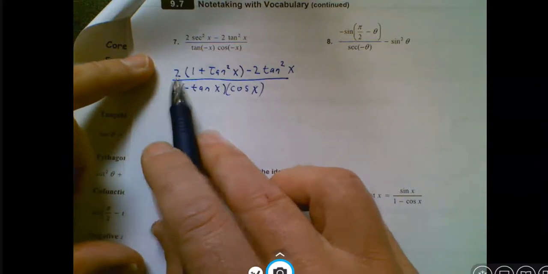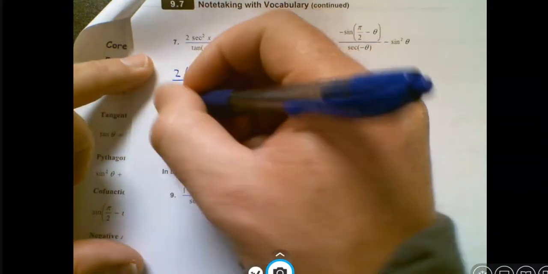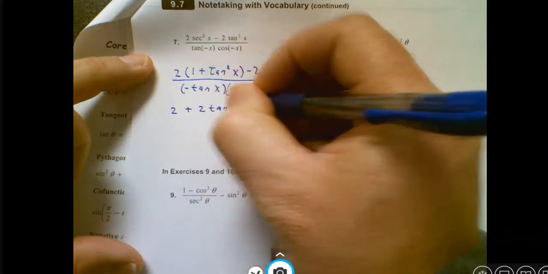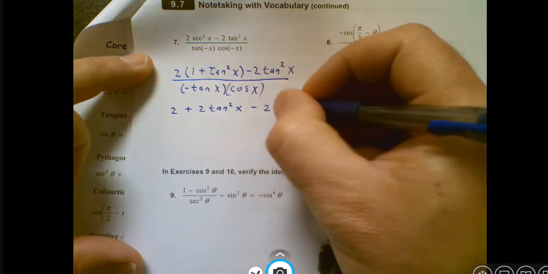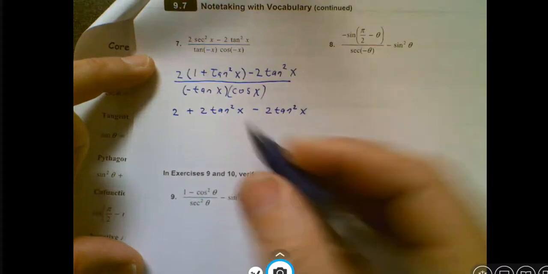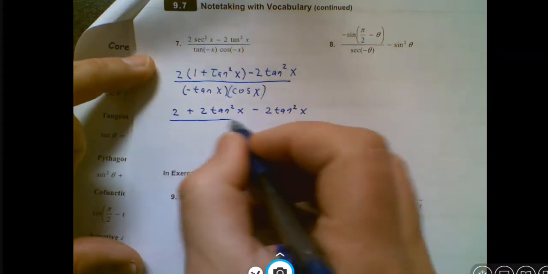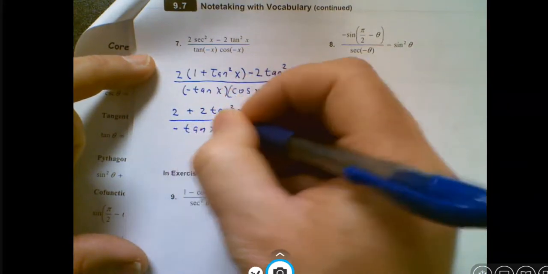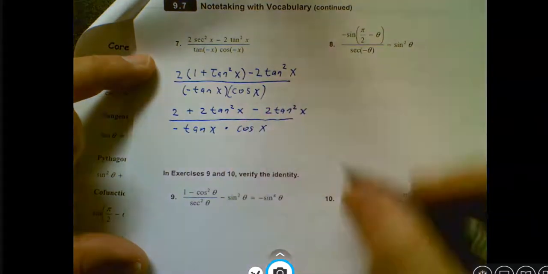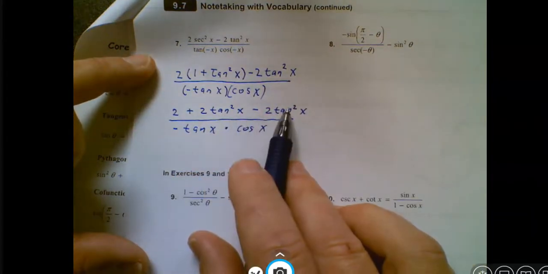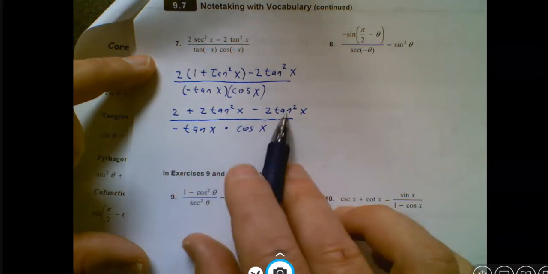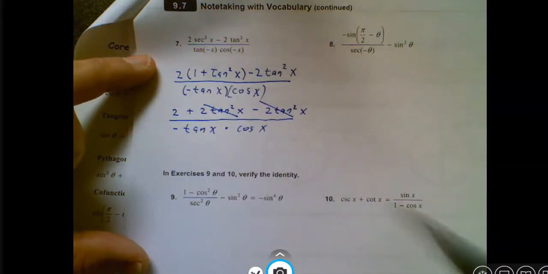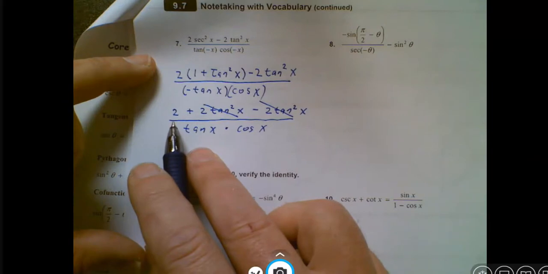Let me do a little distribution on top. So 2 plus 2 tangent squared x minus 2 tangent squared x. Hopefully you're seeing something right there. I'll keep my denominator as it is for now. So negative tangent of x times cosine of x. So you can see right here, these guys would obviously cancel out. So a positive 2 tangent squared minus 2 tangent squared would cancel. So I just have the 2 on top right now.